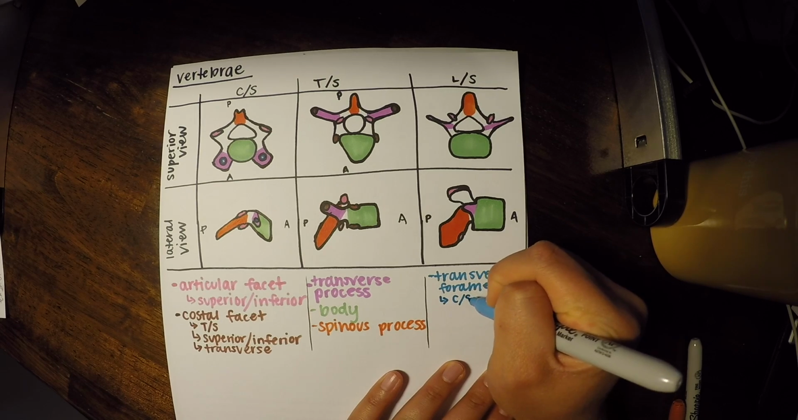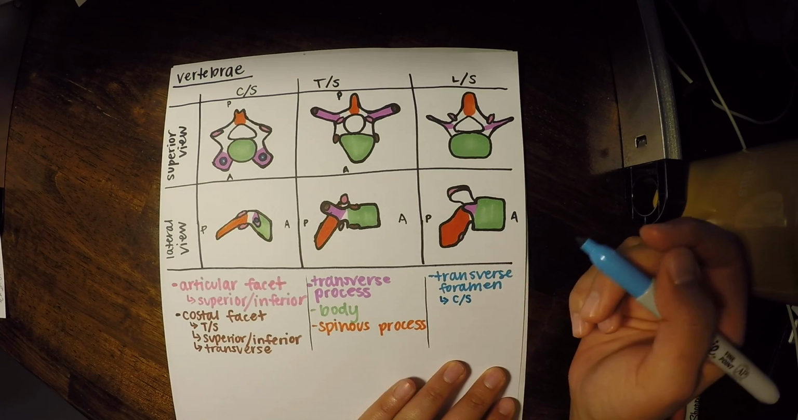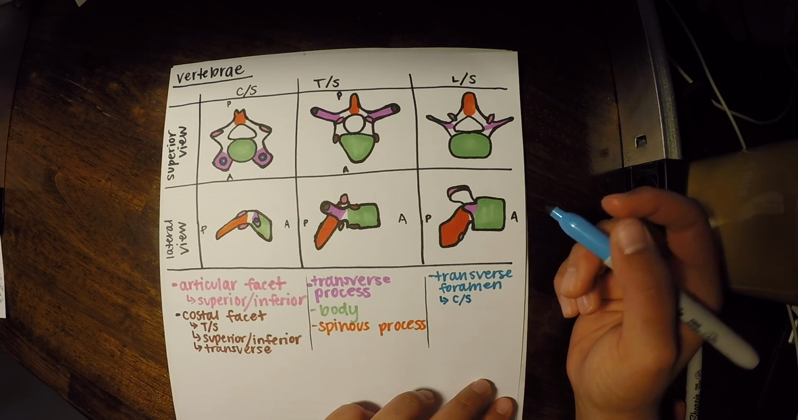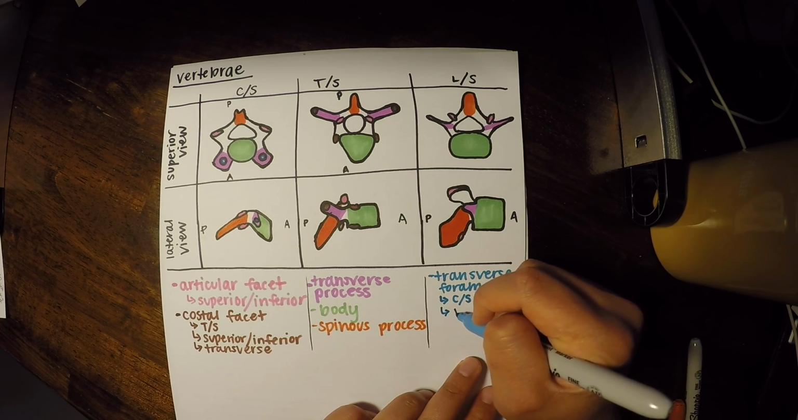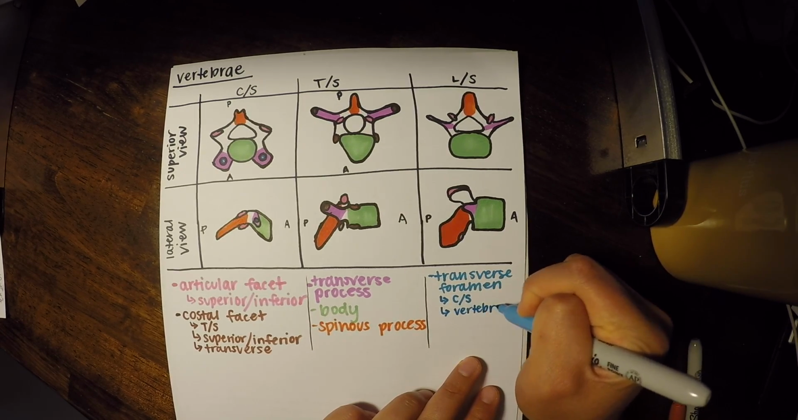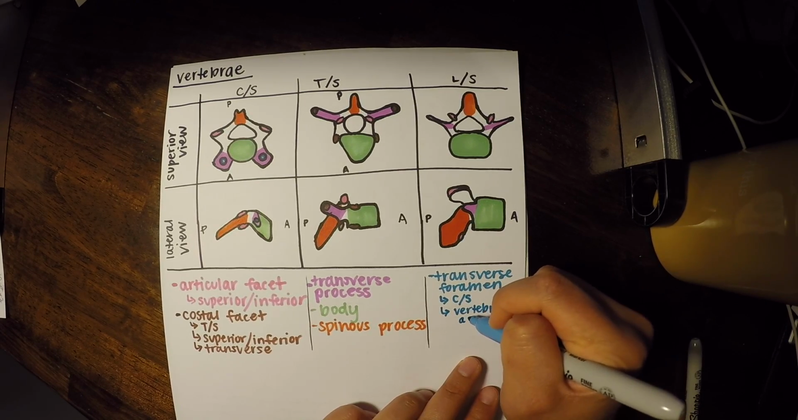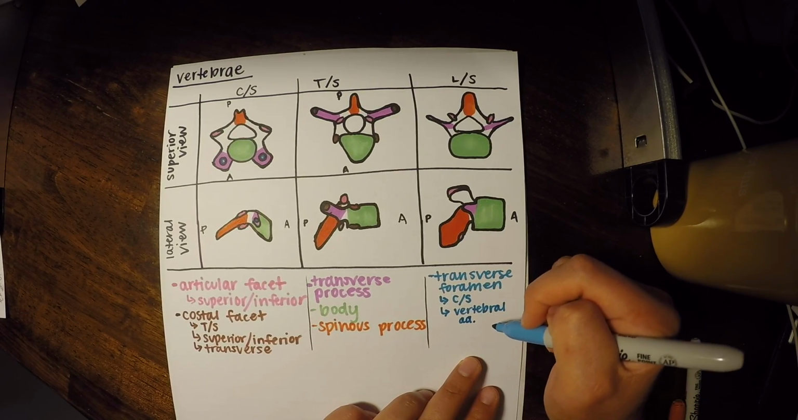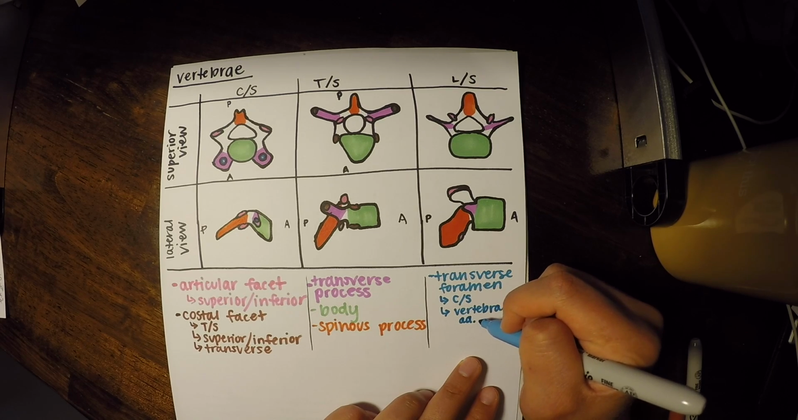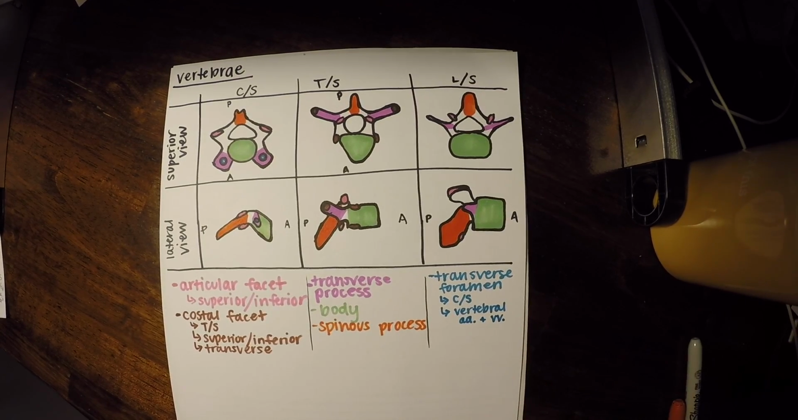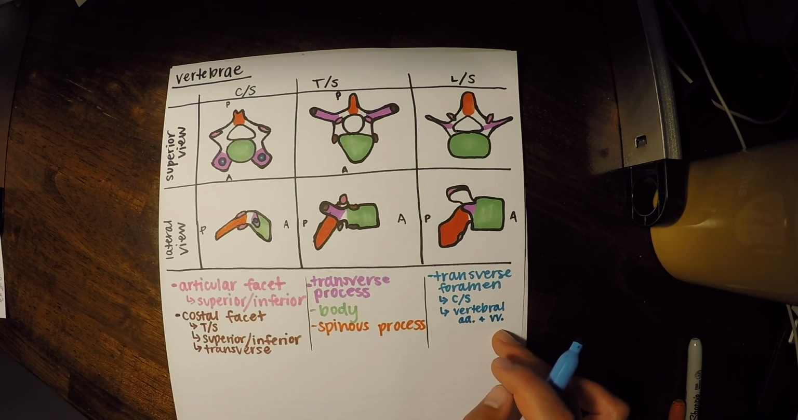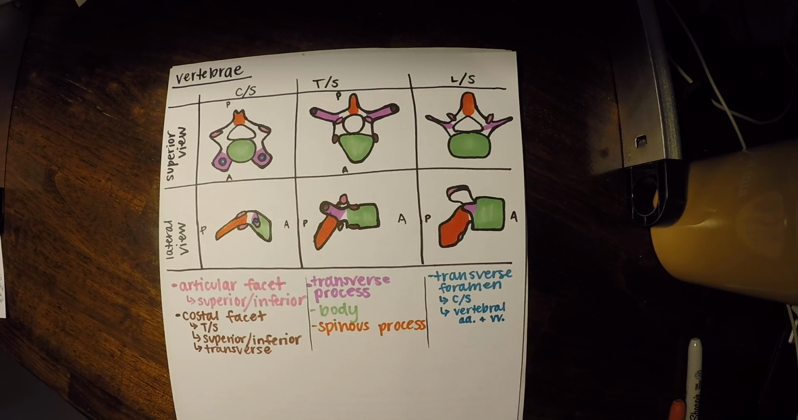So I'll write that, cervical spine, and then we have those holes because we have our vertebral artery and vein passing through them. Now, whenever I write artery, I'm going to abbreviate it with AA, and whenever I write vein, I'm going to abbreviate it with VV. So that's vertebral artery and vein passing through only in our cervical spine.